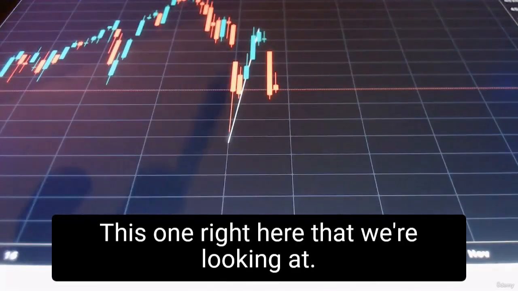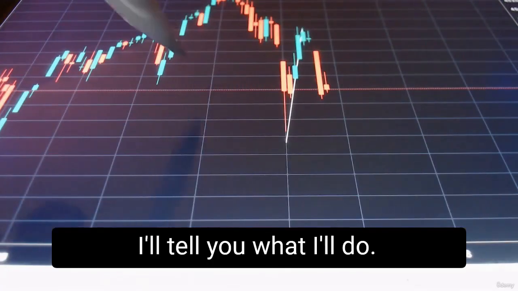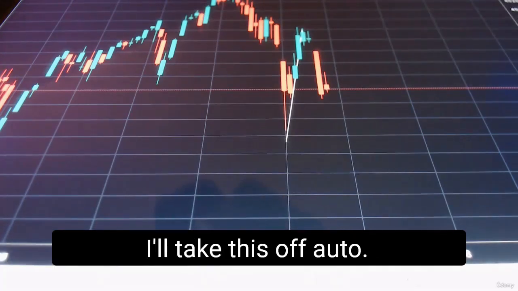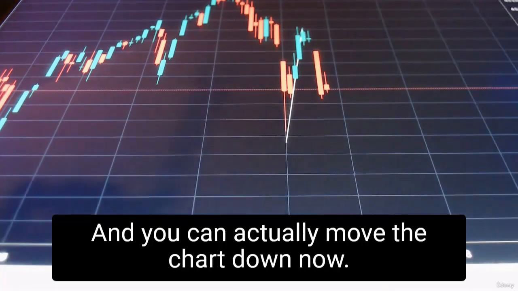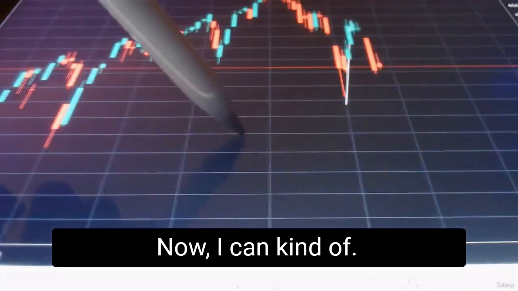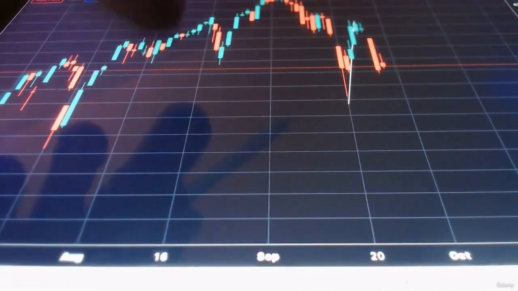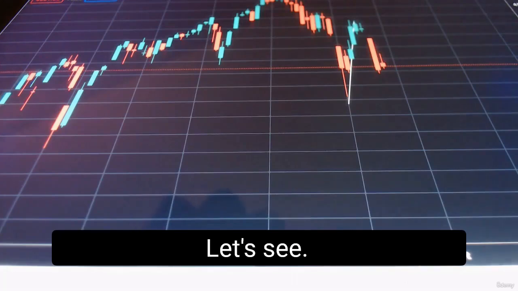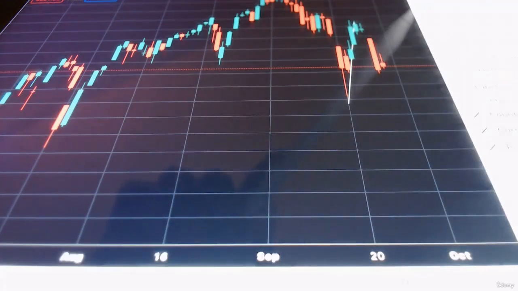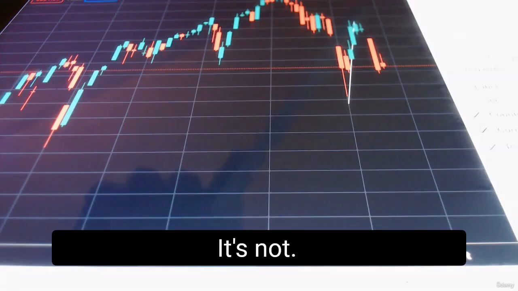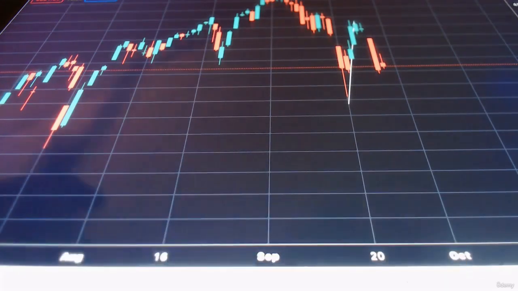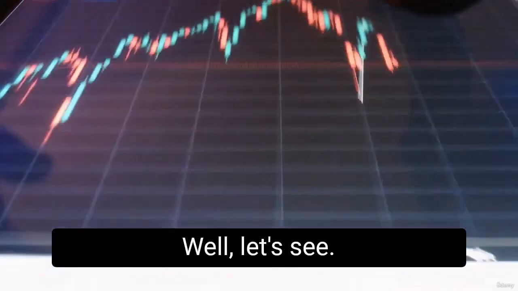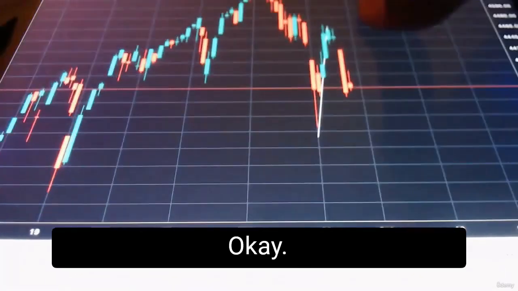This one right here that we're looking at, I'll tell you what I'll do. I'll take this off auto. You can take this off auto and you can actually move the chart down now. Now I can kind of, well, it's not off auto yet. Let's see. Yeah, it's off auto. It's not, because if it was, no, it may need to be on auto. Let's see. Okay.